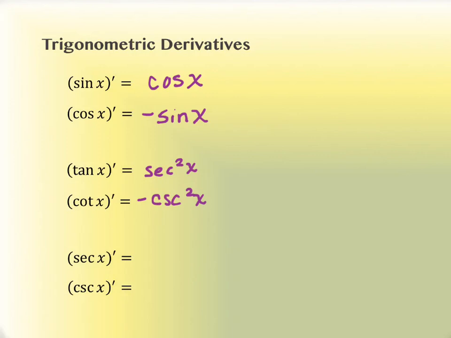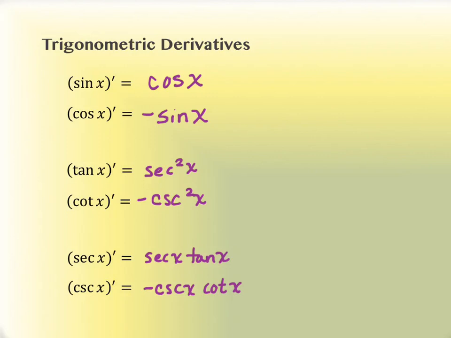I kind of put them in pairs on purpose. If you remember them in pairs, it's a lot easier to sort of keep them in your mind straight, I think. And then the last two, the derivative of secant is secant x tangent x. And the derivative of cosecant is negative cosecant x cotangent x.